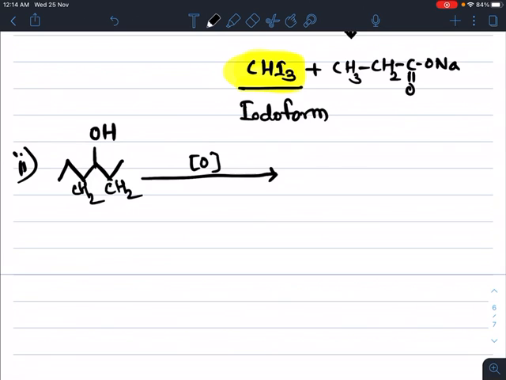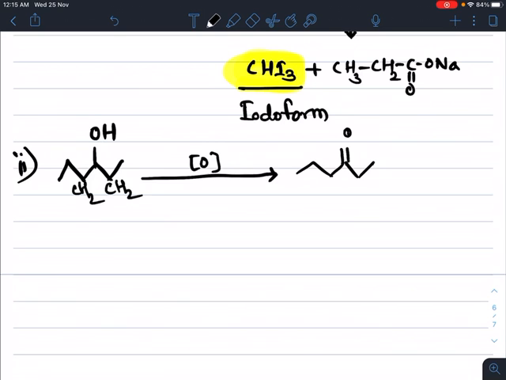If it undergoes oxidation, what product do we get? At this position, 1 2 3, the OH group is converted into a CO group, and we get this ketone. If you observe this ketone, no CH3CO group is present, and therefore this alcohol does not show the haloform test.